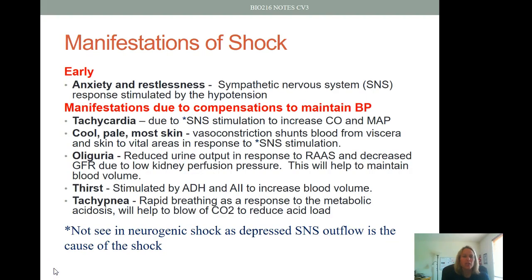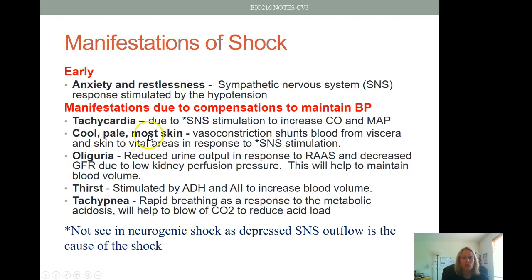Okay, let's talk about some of the manifestations of shock. Early manifestations include anxiety and restlessness, and this is due to sympathetic nervous system stimulation that's stimulated by the hypotension. Of course, we won't see this in neurogenic shock because of the depressed sympathetic outflow. We also see manifestations due to compensations. So these are manifestations that help maintain blood pressure. So tachycardia is due to increased sympathetic stimulation. Once again, not seen in neurogenic shock.